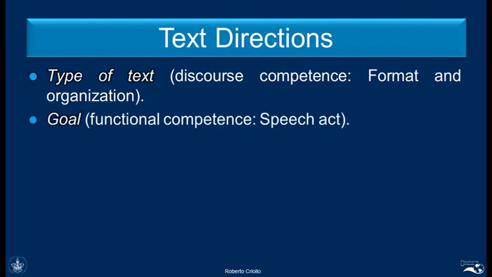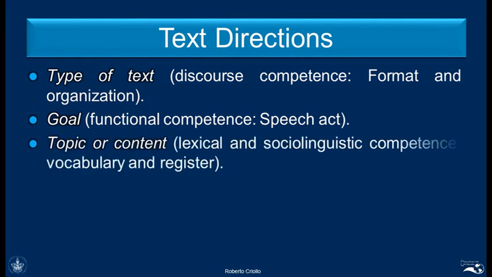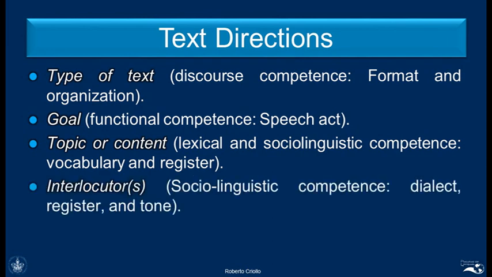A second element is the goal. If the test takers are going to write a letter, is this going to be a complaint letter or an application letter, for example? The goal of the text is very important because it will allow us to assess the function of competence, such as it is reflected in the speech act that the test takers are going to produce. The third element is the topic or the content, and in this case we will be able to analyze the vocabulary and the register that the students use. That means that we will be able to analyze lexical and sociolinguistic competence.